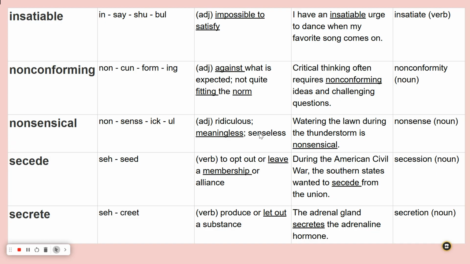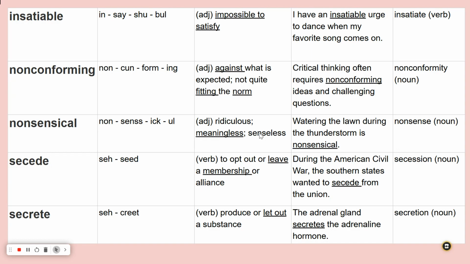It's an active choice. Next up, nonsensical. Nonsensical. It's an adjective. It means ridiculous, meaningless, senseless. Okay? It does not make sense. It is not sense. It is nonsensical. Watering the lawn during the thunderstorm is nonsensical. Nonsense.